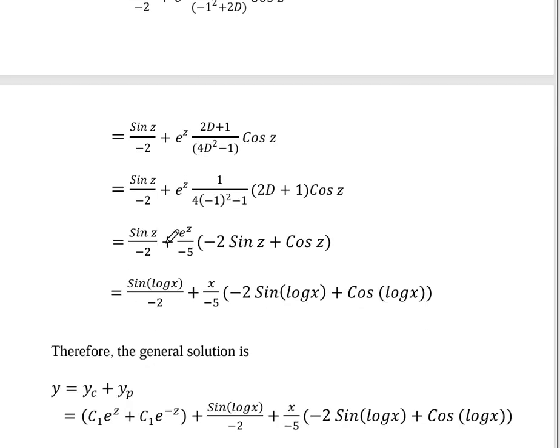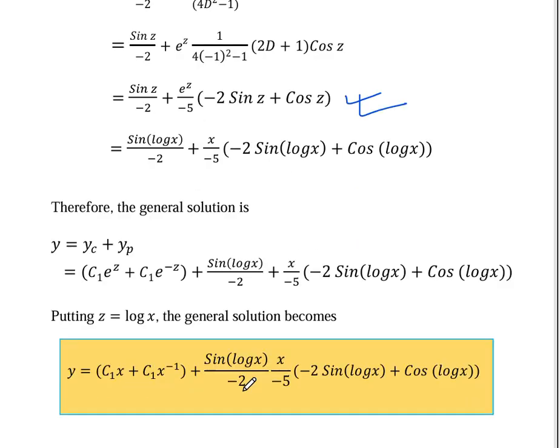This calculation, and at the end of the value, don't forget to put back, as we have taken, e to the power z equal to x and z equal to log x. So the general solution is yc plus yp, and this is the answer: c1 x plus c2 1 by x plus sin log x by minus 2 into x by minus 5, minus 2 sin log x plus cos log x.